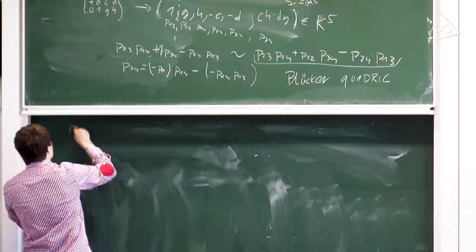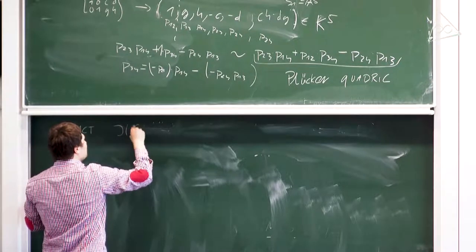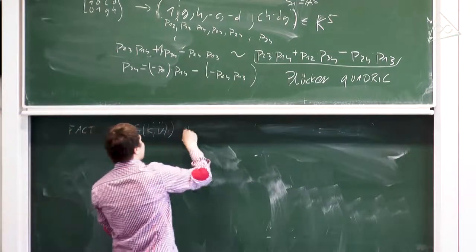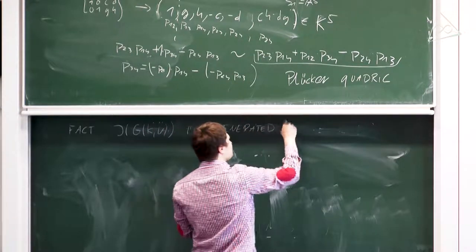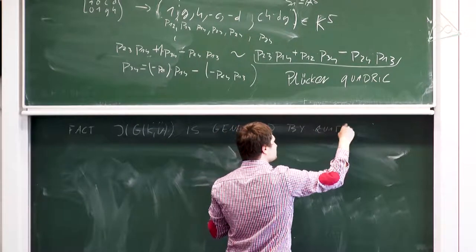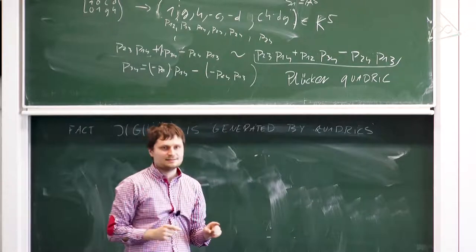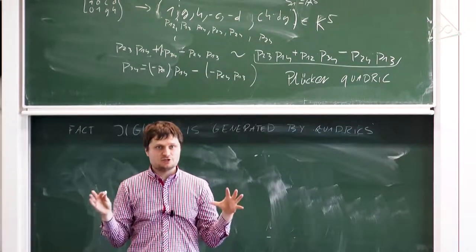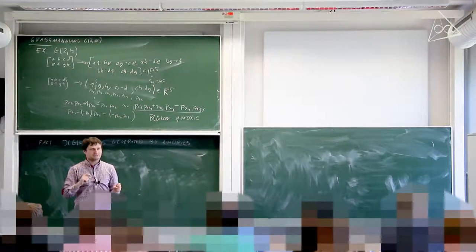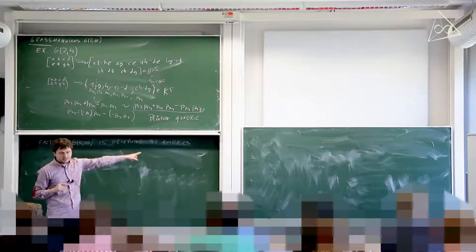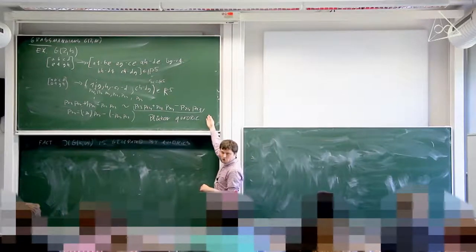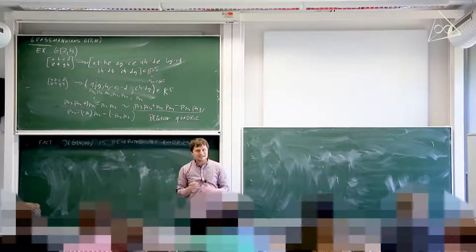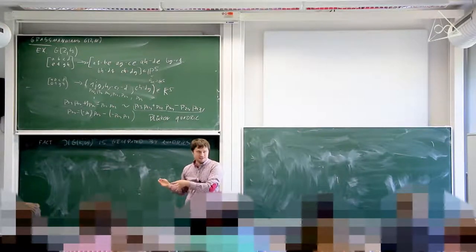I will not prove it in full generality, but I should say that in fact the ideal of any Grassmannian is generated by quadrics, by degree 2 polynomials. So what we have proved is that there exist degree 2 polynomials that vanish if and only if the point belongs to the Grassmannian. But this is a stronger statement, that the whole ideal is generated by quadrics. OK, and here we have an example of it. We have a homogeneous quadric. So the Grassmannian G(2,4) is really a four-dimensional quadric in P5.